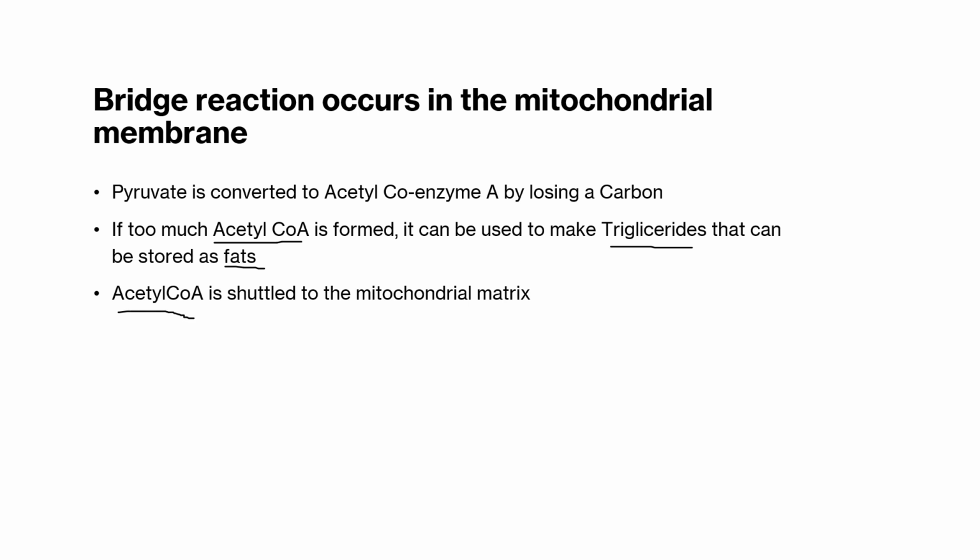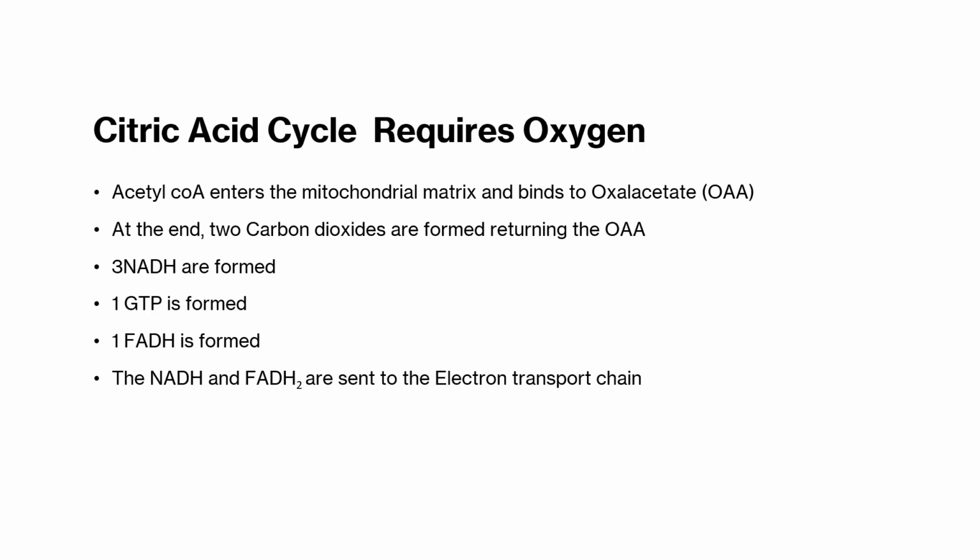Acetyl-CoA is then shuttled to the mitochondrial matrix where you start having the citric acid cycle. It has a lot of different names. What happens at first is the acetyl-CoA, which is a 2-carbon structure, binds to oxaloacetate, OAA, and goes through the cycle. At the end, you release 2 carbon dioxides, which, if you remember, acetyl-CoA has 2 carbons, and you make the oxaloacetate again.